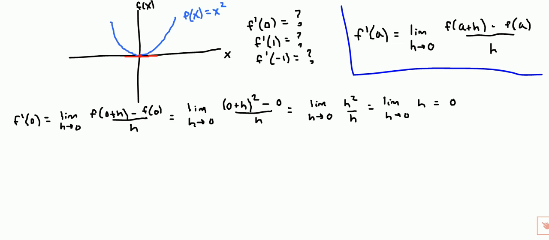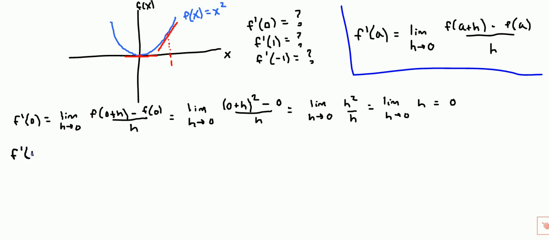Okay, now let's look at f prime of 1. What do we think f prime of 1 is going to be? Let's say this is x equals 1. What does the tangent look like? Looks like this. Well, it's hard to say exactly what it will be, but it looks like it's positive. Definitely not 0. Let's go through this same process.